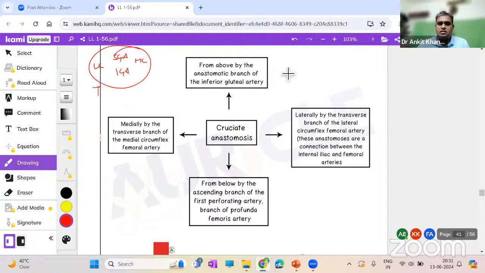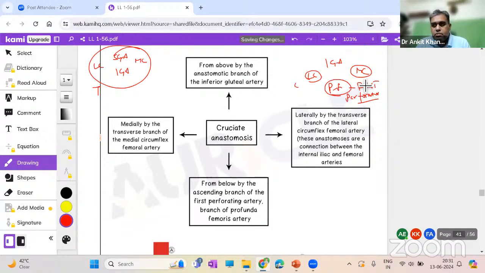In the case of the cruciate anastomosis, forget about the superior gluteal artery. You will have an inferior gluteal artery only. You will have both medial circumflex and lateral circumflex femoral artery. And which will be the fourth one? The fourth one will be a branch of profunda femoris, the first perforator. As we discussed in the previous session, if you have not gone through it, then please go through it. Profunda femoris is a deep branch of the femoral artery, and it gives off four perforators. They perforate through the adductor muscles and reach the posterior thigh compartment. From there, the first perforator gives the ascending branch that will form the cruciate anastomosis.